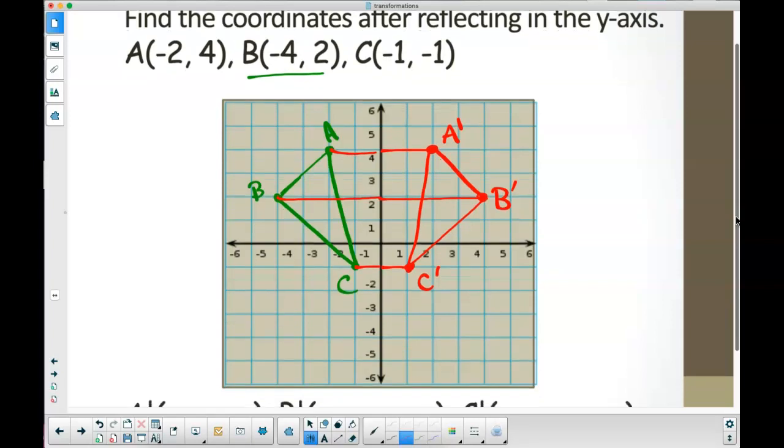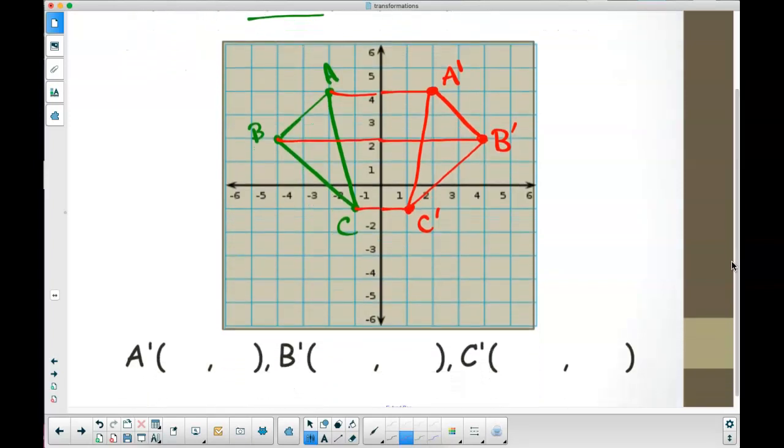Okay, let's list the coordinates. What's A prime? This time I kind of started on the other side. What's A prime? (2, 4). What's B prime? (4, 2). And then C prime would be (1, -1). Questions there?